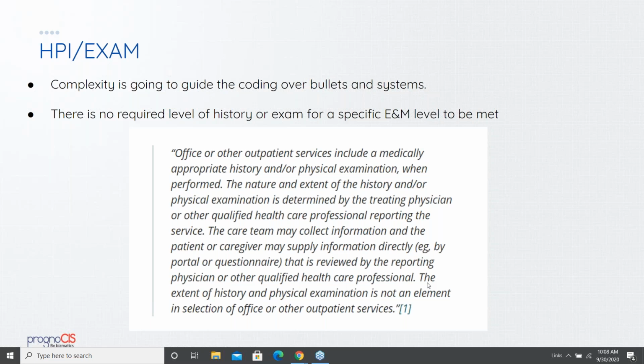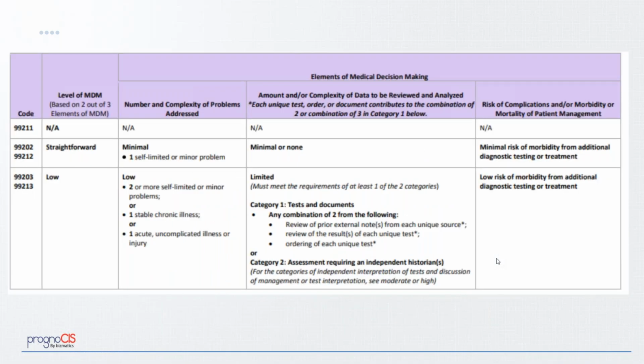So in the past, you would be driven by your bullets and physical exam to determine your E&M level. Now everything is going to be based on either time or medical decision making. Yes, it'll be based off time and medical decision making, but you still do need to document your histories.